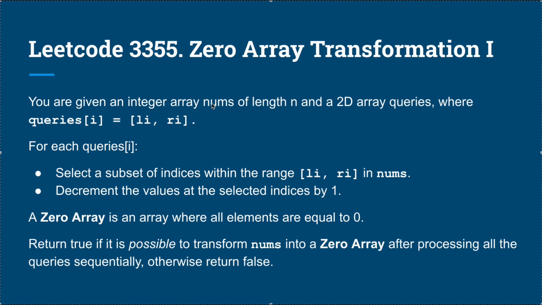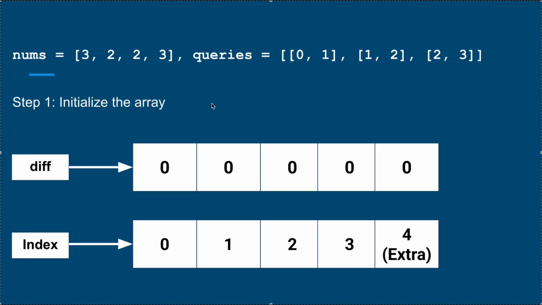So let's think about the approach. What will be our approach? First of all, we'll try to count how many queries cover each index efficiently. Instead of looping over every query for every index, which is slow, we'll use a difference array to record it. Let's suppose we have been given these nums and these queries.